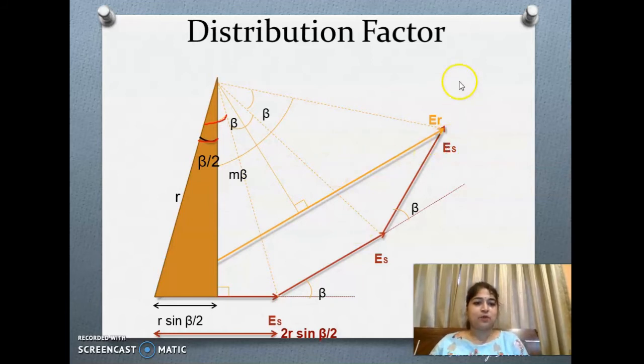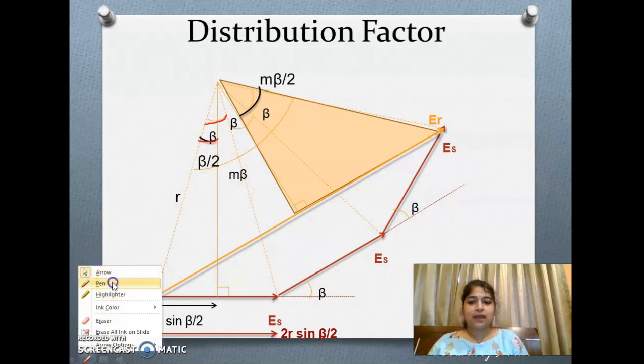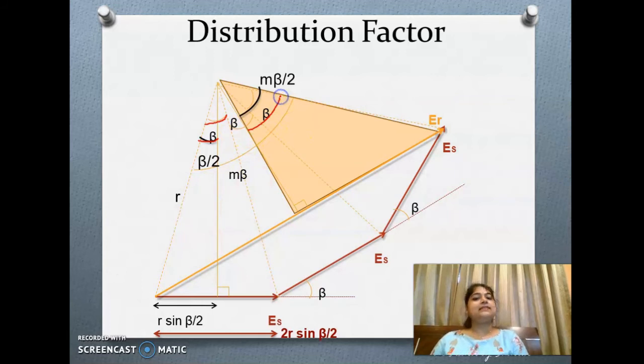Let's go to the phasor sum. Let's try to get the expression for ER as well. To get ER, I'll consider this right angle triangle. Now in this right angle triangle, if this is m beta and this is the perpendicular bisector, can I say this is m beta by 2? I'll just take the pen again to highlight this angle. Can I say this is m beta by 2? Yes, this is m beta by 2. This is a right angle and this is a right angle triangle. And what is this? This is nothing but R.